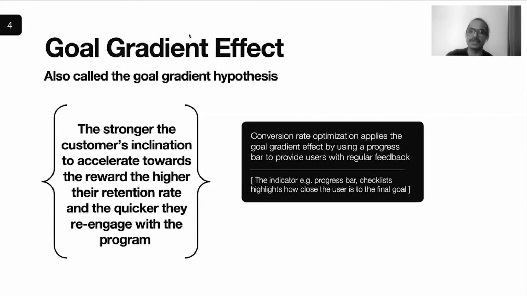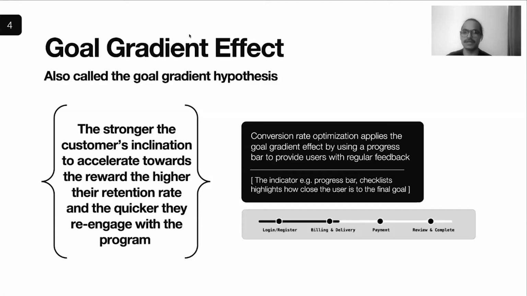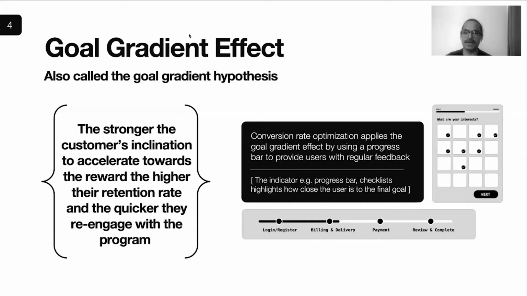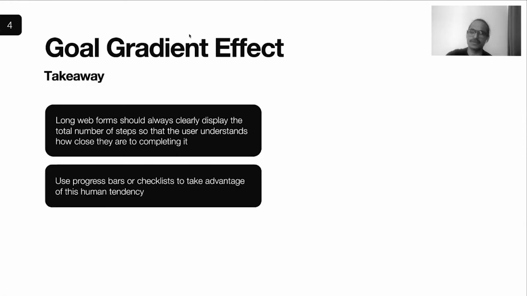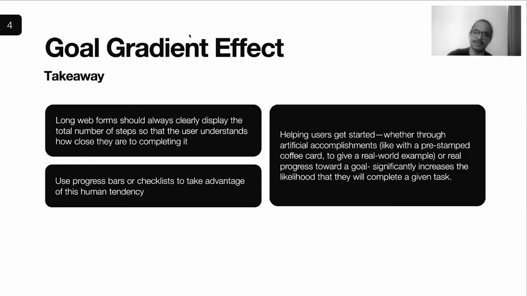This is widely used by marketing people in creating landing pages for promoting different products. They use different elements like progress bars and checklists to influence human thinking. So the takeaway here is that a long web form should always clearly display the number of steps so that the user understands how close they are to completing it. You should break web forms into different sections, use progress bars, and take advantage of human behavior. This helps in guiding the user and telling them how much more effort they need to complete the task.